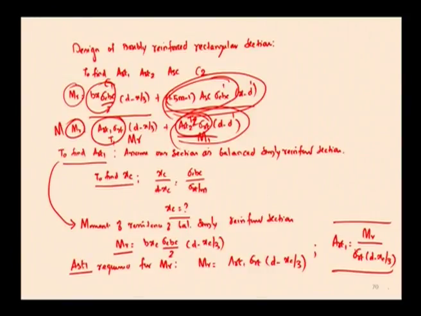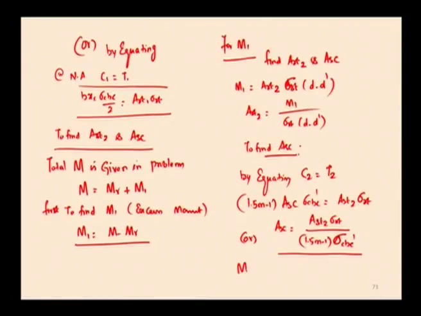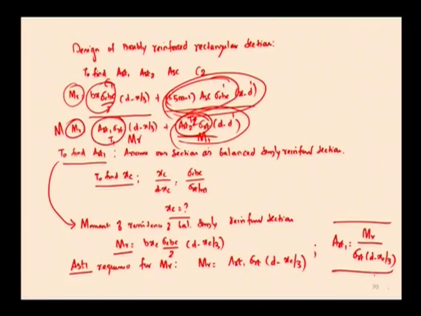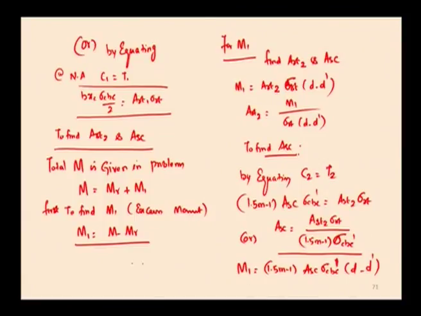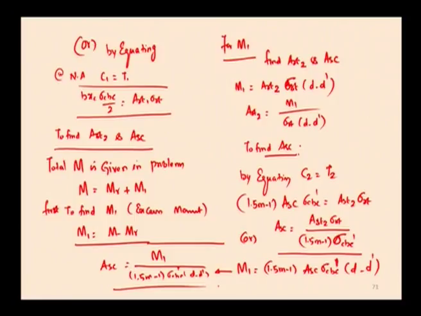We can also find out ASC using this: M1 is equal to 1.5 M minus 1 into ASC into sigma CBC dash into D minus D dash. So, ASC is equal to M1 divided by 1.5 M minus 1 into sigma CBC dash into D minus D dash. This is the formula to find out the area of steel required for the doubly reinforced section.